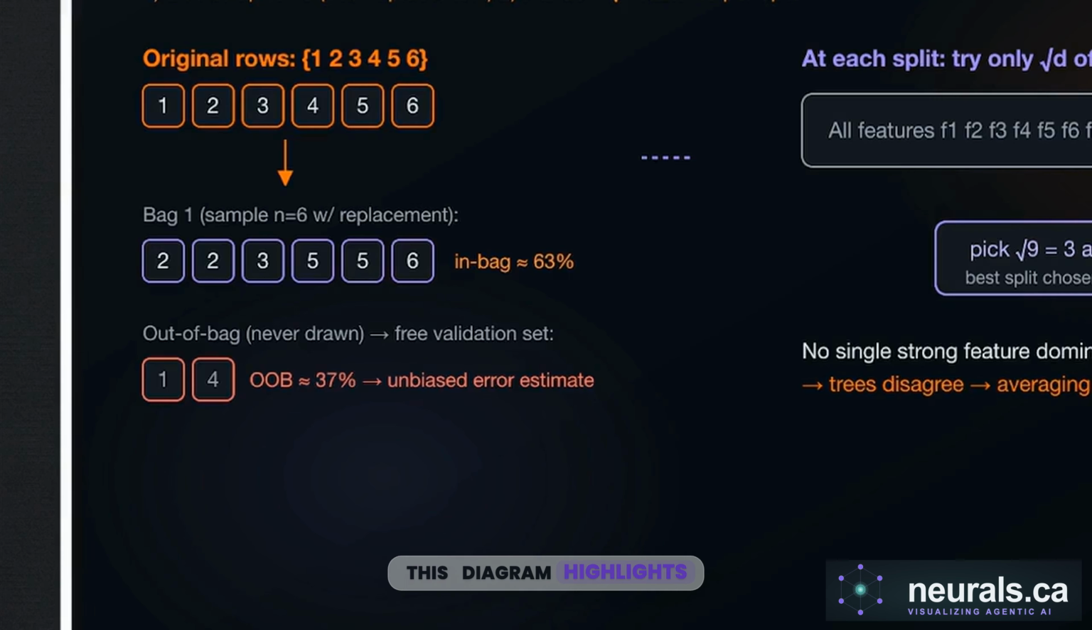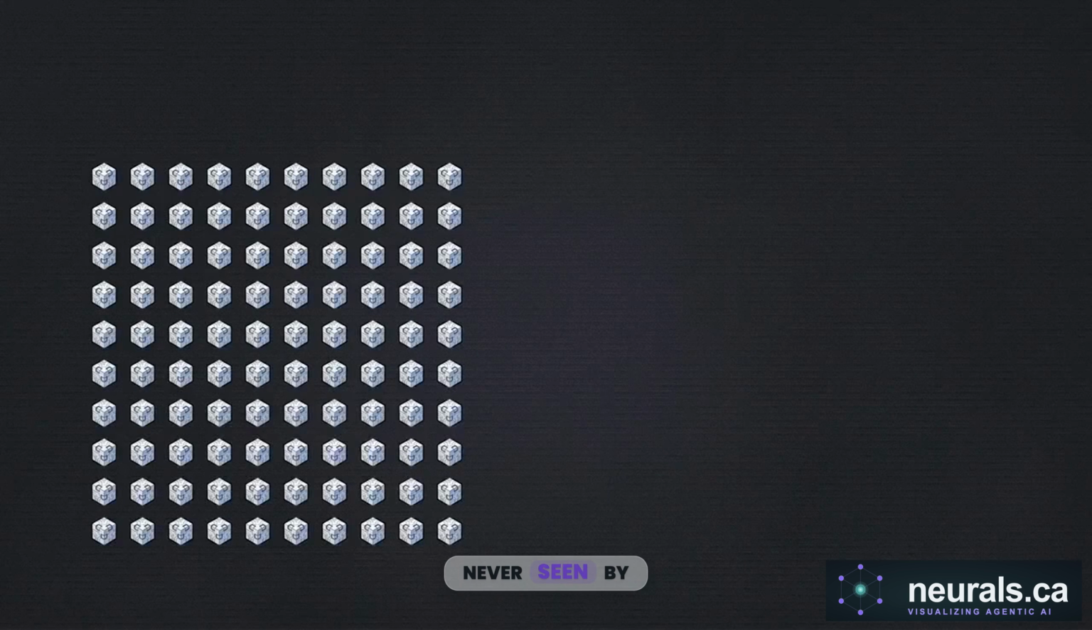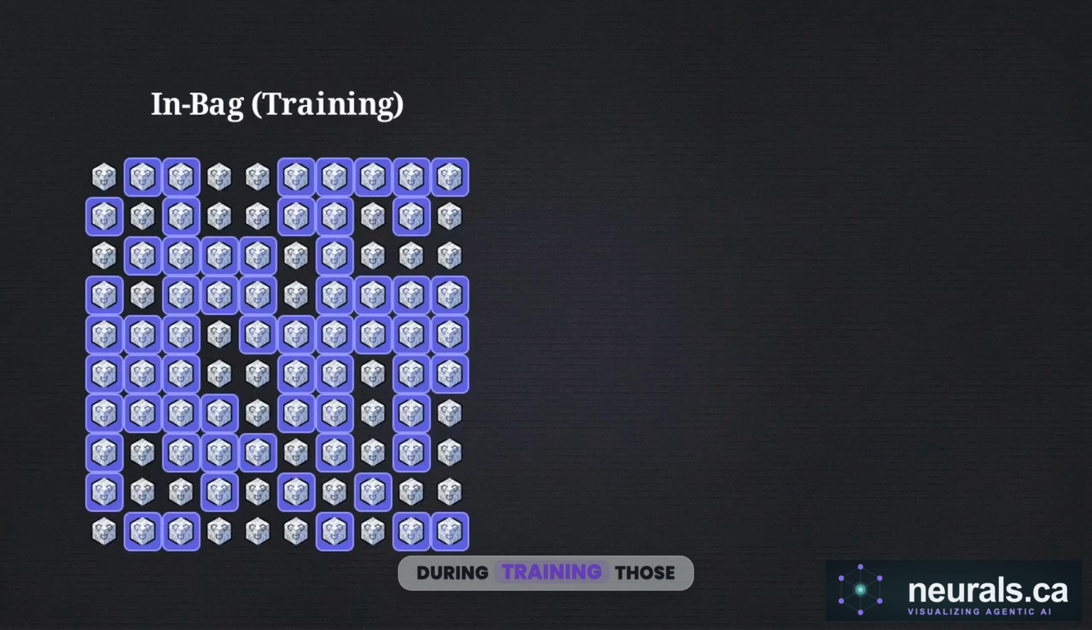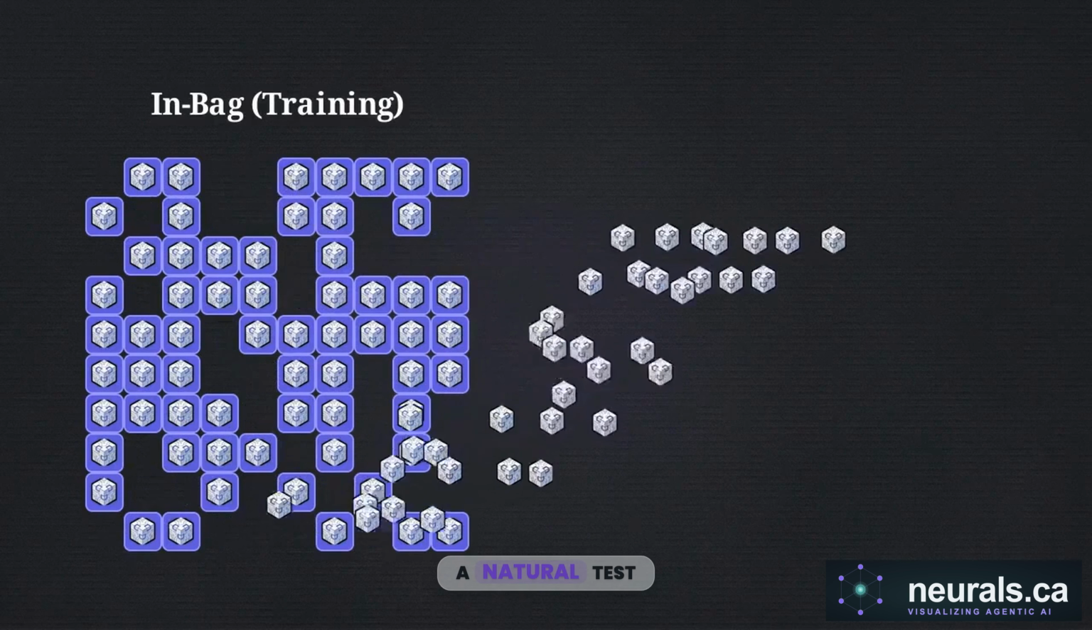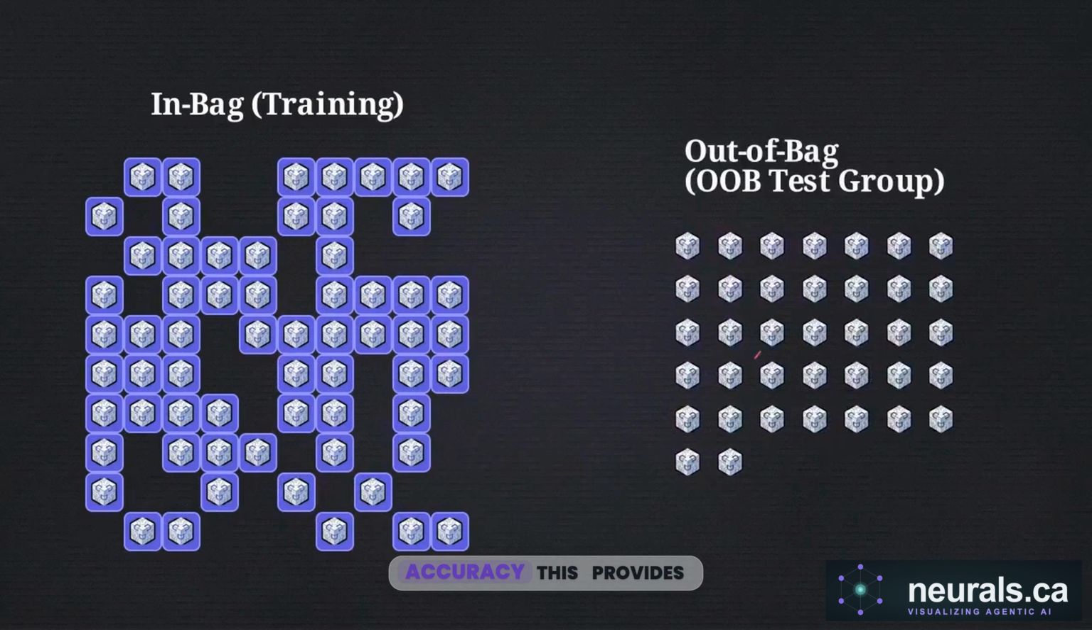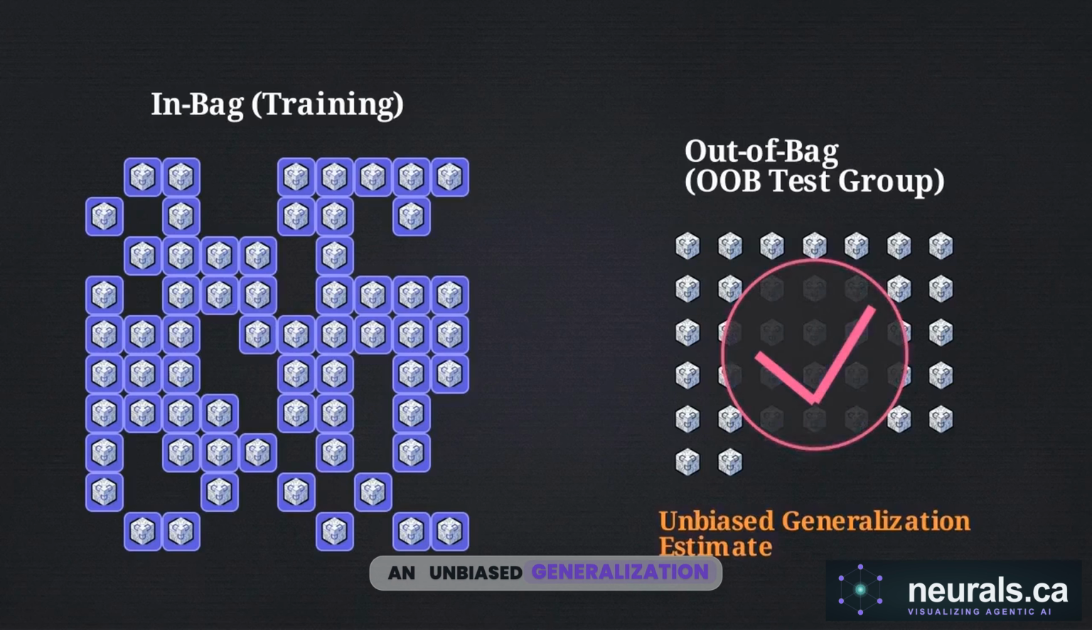This diagram highlights an elegant byproduct of the bagging process, out-of-bag or OOB error estimation. Because the data subsets are drawn randomly, a portion of the original data is left completely untouched by each tree. Since about 37% of the rows are never seen by a specific tree during training, those rows act as a natural test for that tree's accuracy. This provides an unbiased generalization estimate without needing a separate holdout set.